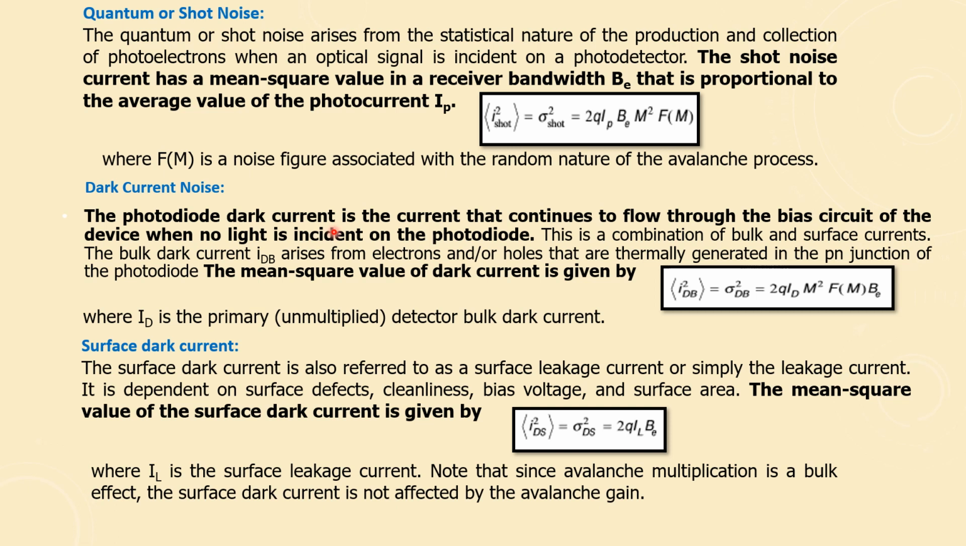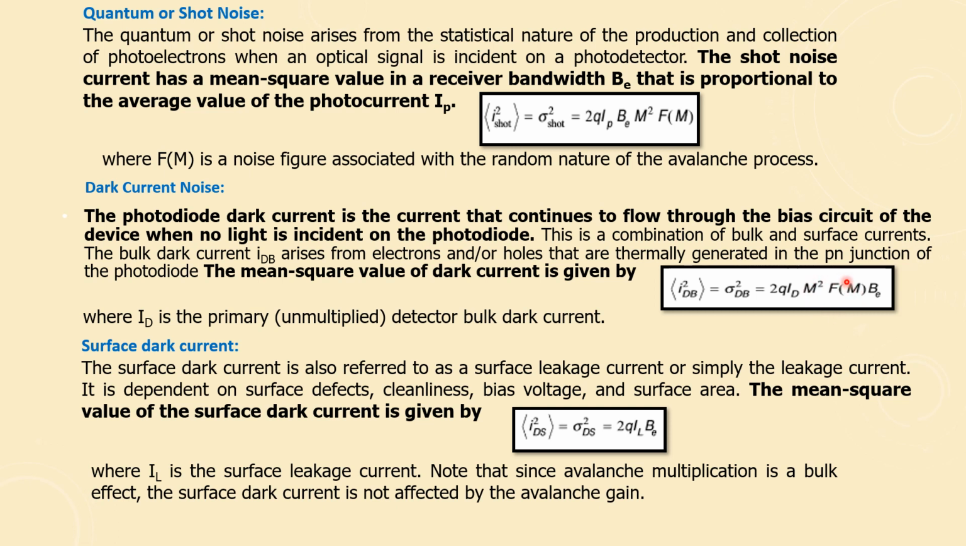So due to this dark current, there will be chances of noise. That noise we call dark current noise. This dark current noise is the sum of both bulk and surface current. Bulk dark current is mainly due to the electrons or holes that are thermally generated in the PN junction of the photodiode. Therefore the mean square value of dark current is I_DB squared, where DB is dark bulk current, which is equal to 2qID into bandwidth. Actually, this M squared F of M is equal to 1 for the PIN photodiode.